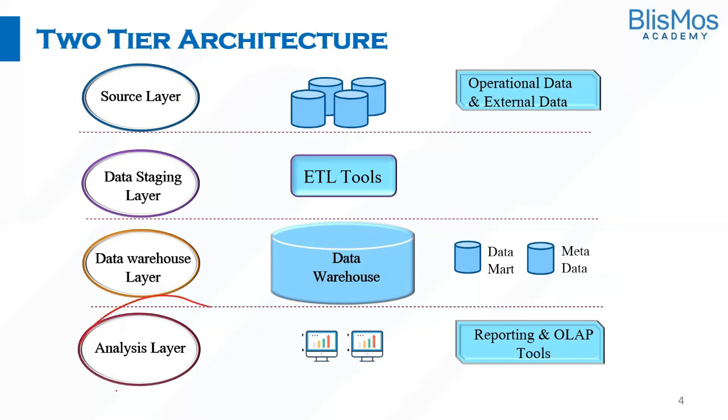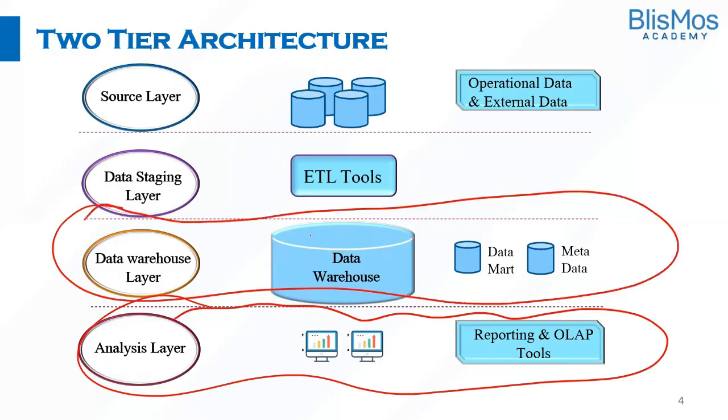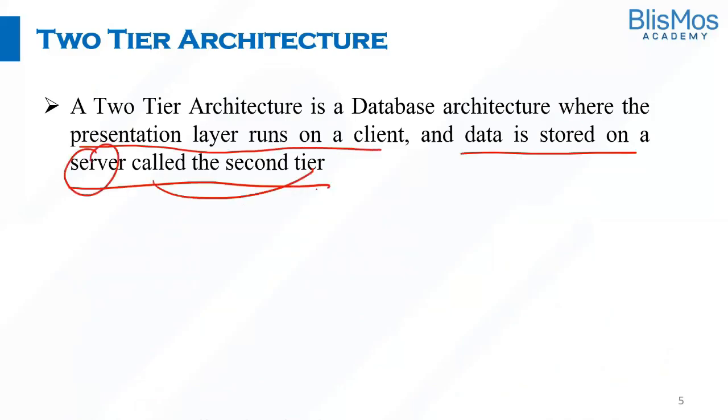We have client applications and we do have a data source. One more important aspect is we do have a data staging layer. Since we have a presentation layer running on a client and data is stored on a server called the second tier, that is the reason it is called a two-tier architecture.